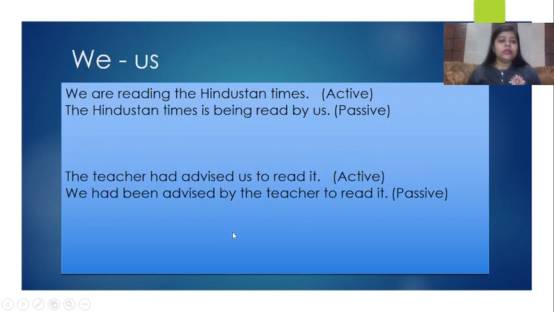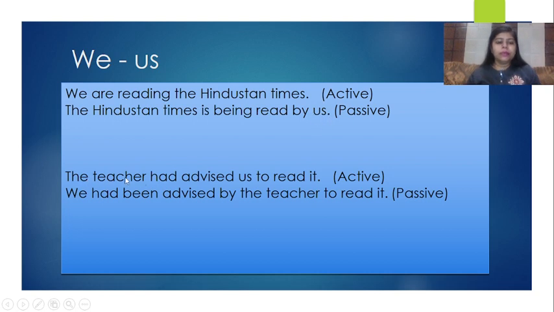We will be converted into us because the objective pronoun of we is us. So we are reading the Hindustan Times. Hindustan Times is an English newspaper, as we all know. So that is the object, that will be now in the place of subject, like the Hindustan Times is being read by us. That is the passive form. So we, whenever we will be in the place of object, so it will be converted into us.